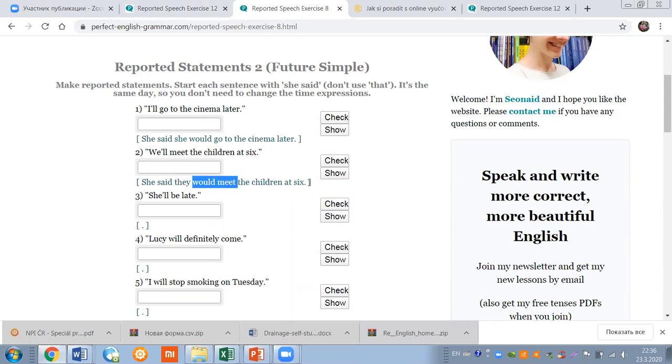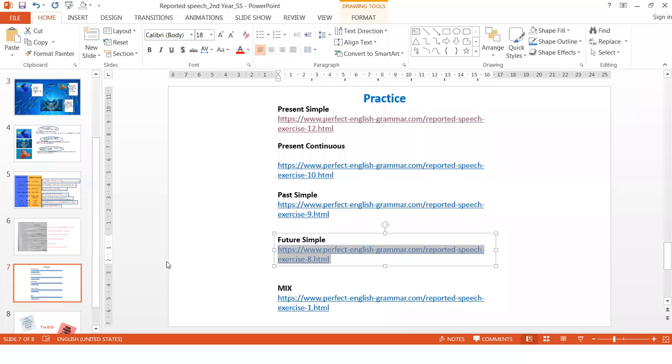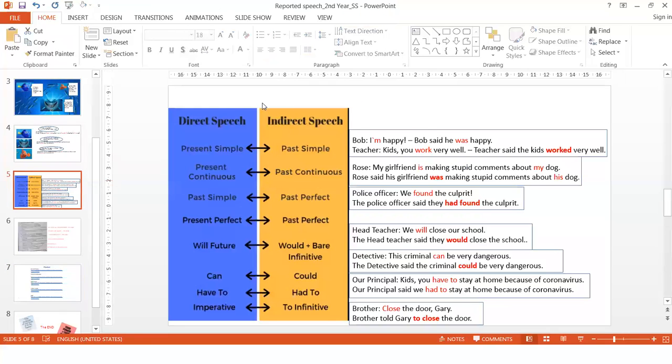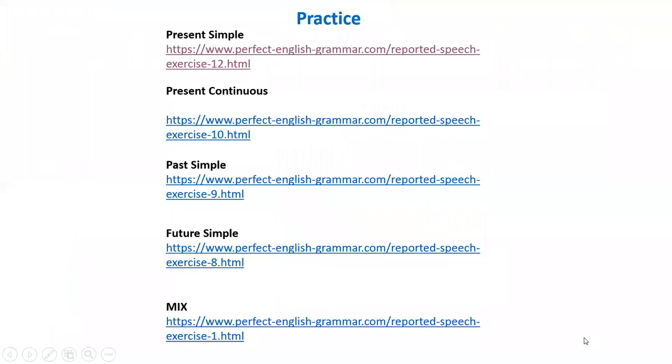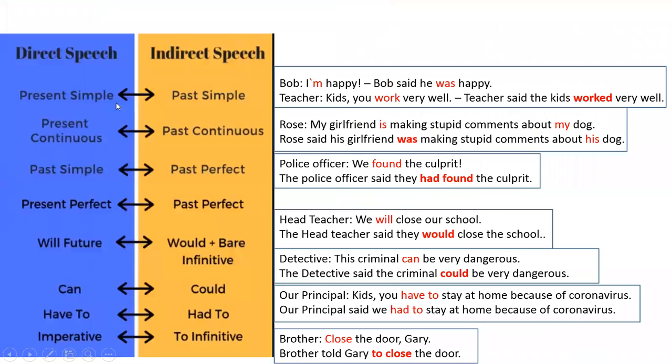So it's absolutely obvious how to apply this rule in this case. Yes, you leave the same idea, but change some auxiliary verbs according to the rule. So if I come back to this table, it's actually very important to know these rules and use them correctly. Once you know them, you don't have any problems with doing the task.